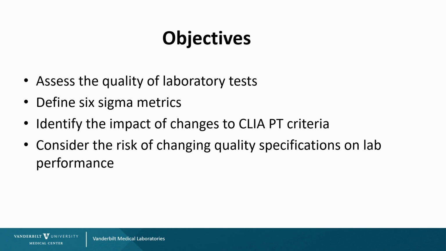So our objectives are to assess the quality of laboratory tests. How do we do that? I will define Six Sigma metrics and the impact of changes in the CLIA PT criteria and what that means for laboratories, and to consider the risk of changing quality specifications and lab performance.